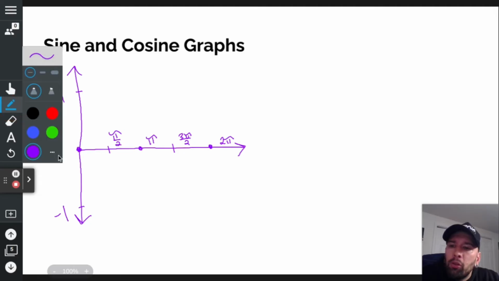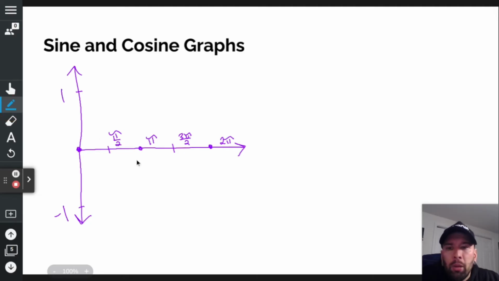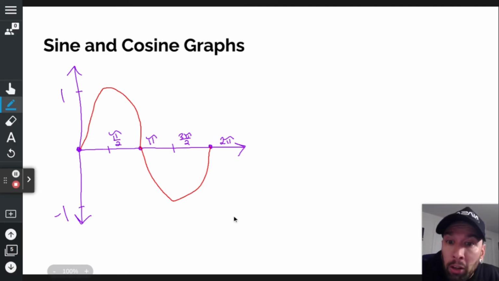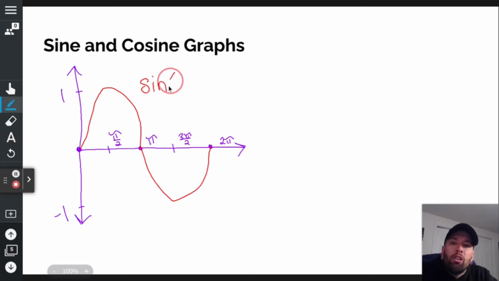Okay, so attempting to draw these is never a good idea for me, but I'm going to give it my best shot. Start out at 0, 0, peak out at 1, come back down to pi, come back down to negative 1, and then come up to 2 pi. You get what you pay for when you watch my videos. But that's what sine x looks like.